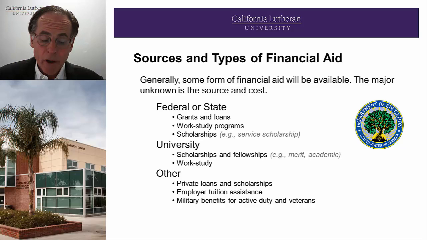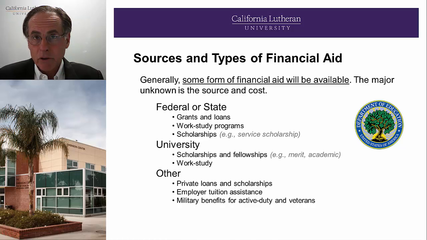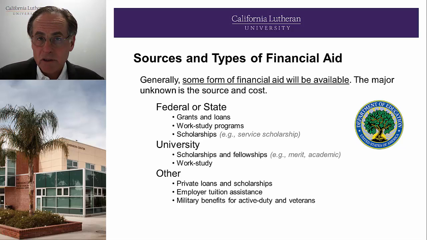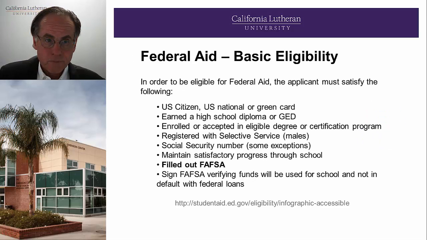Sources of financial aid include the federal and state governments, educational institutions, private institutions or a business, and individuals. As listed on this slide, there are many types of financial aid, including grants, loans, work-study programs, scholarships, fellowships, private loans, tuition assistance, and employer benefits. In this lesson, we will explore these items.